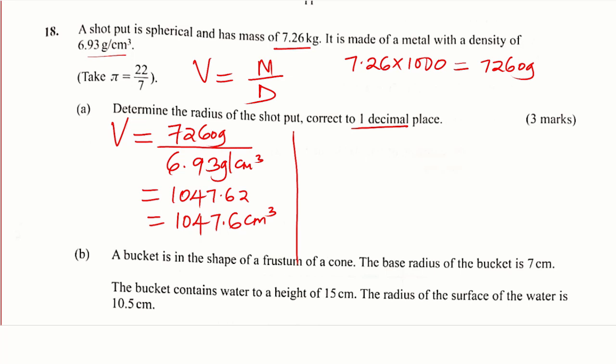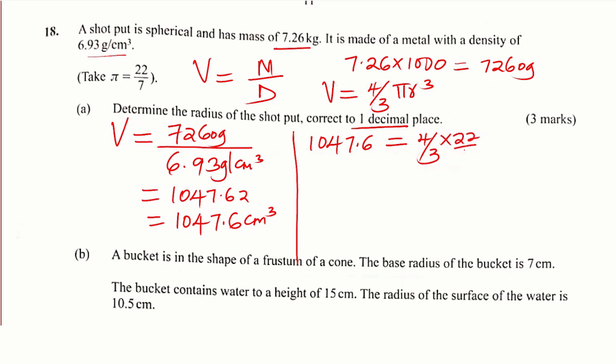Since this one is a spherical shot put, how do you get the volume of a sphere? So volume of a sphere is given by this formula, 4/3 pi r cubed. So since you have the volume, you just need to equate. So 1047.6, which is the volume, is given by 4/3 times pi, which is 22/7, times the radius cubed.